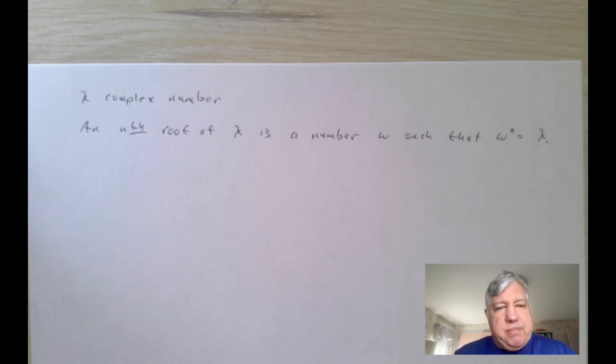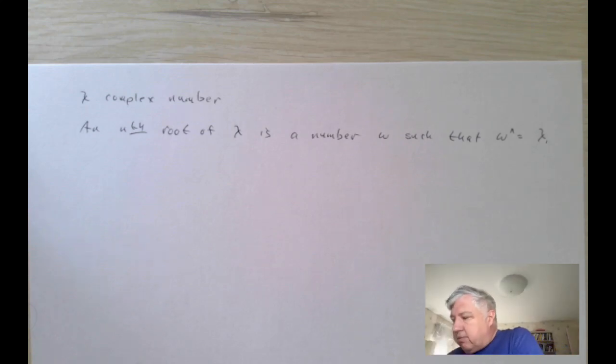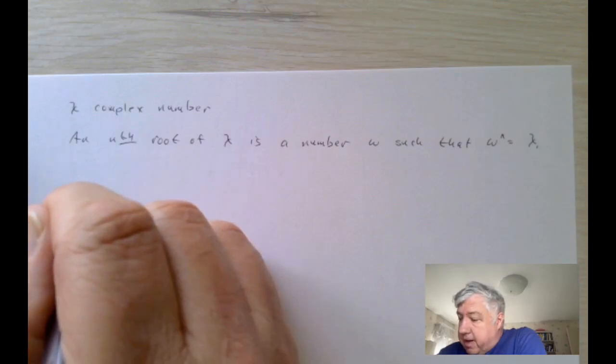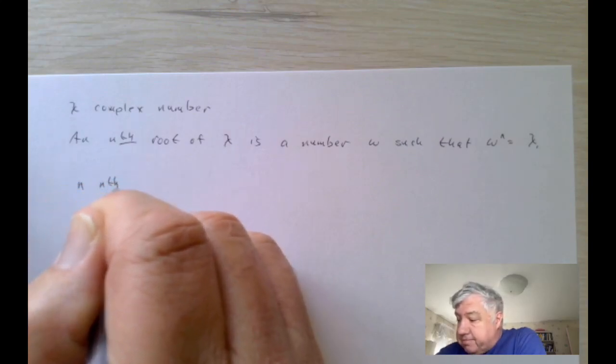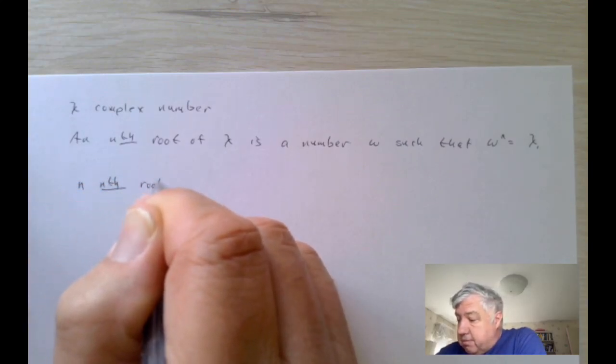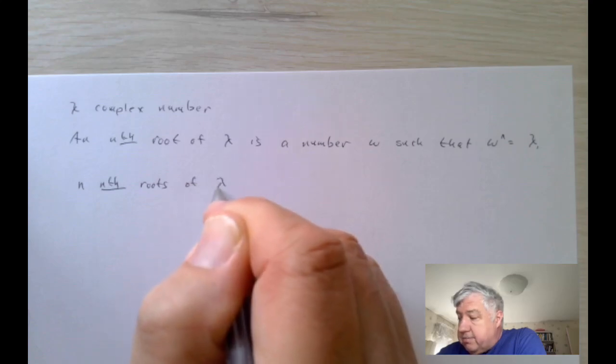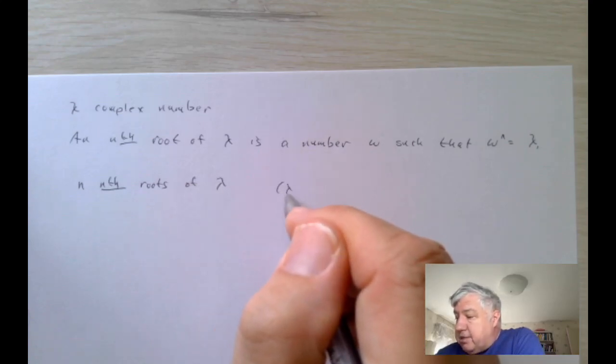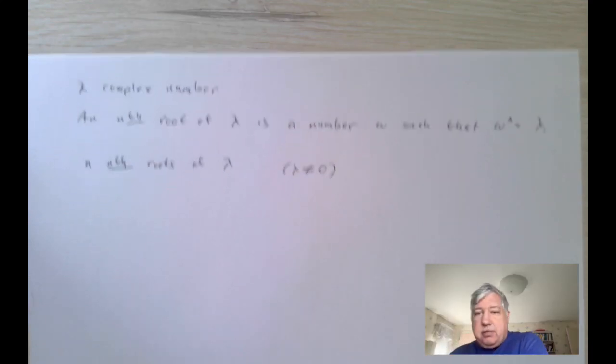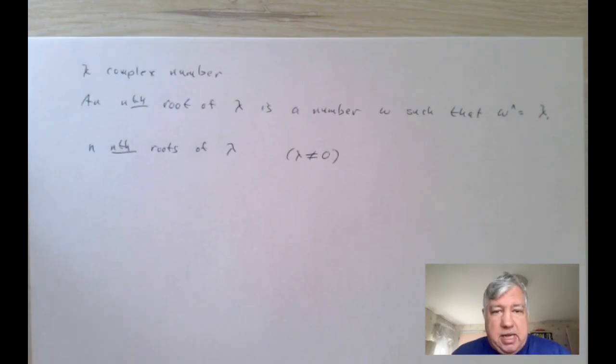We can also talk about cube roots, when n equals 3, like the cube root of 8 is equal to 2. But we're going to see that there are other cube roots. In general, there are nth roots of lambda as long as lambda is not 0. It's just that a lot of them are going to be not real.